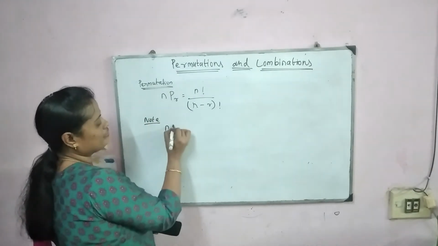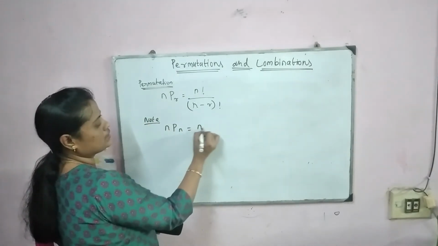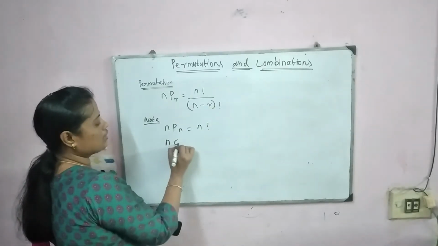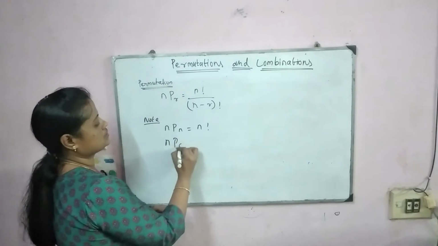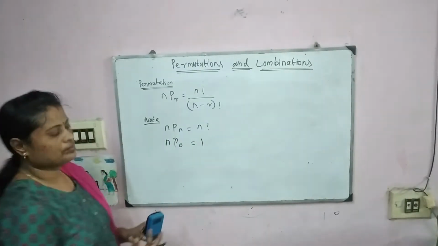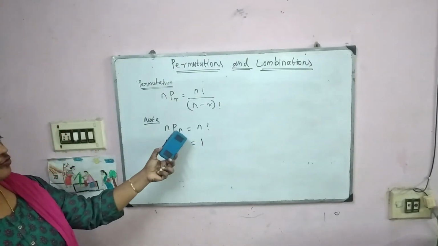What is the value of nPn? nPn is nothing but n factorial. What is the value of nP0? nP0 is nothing but 1. How is it coming? Okay, now let's see the proof for this.